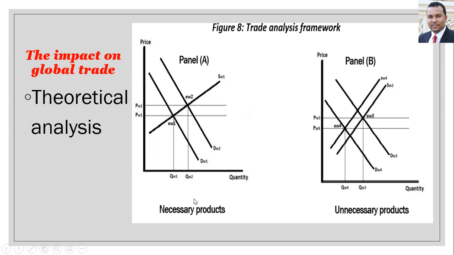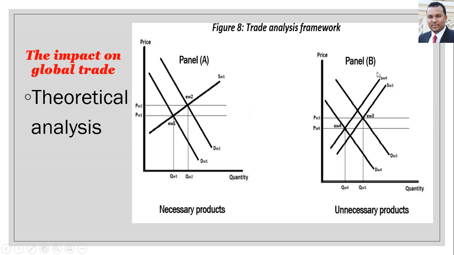Generally, for a necessary product with constant supply or constant production, there is an increase in demand. According to the impact of COVID-19 on the necessary products market, there is an increase in demand, so the demand curve shifts from D1 to D2. So there is an increase in price and an increase in quantity.